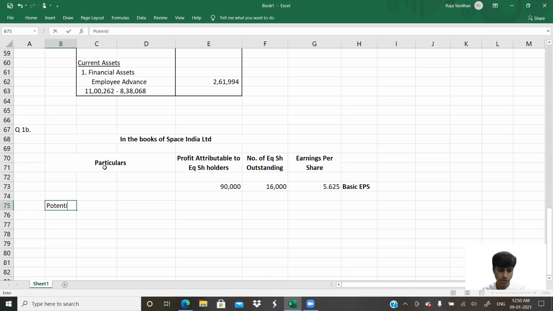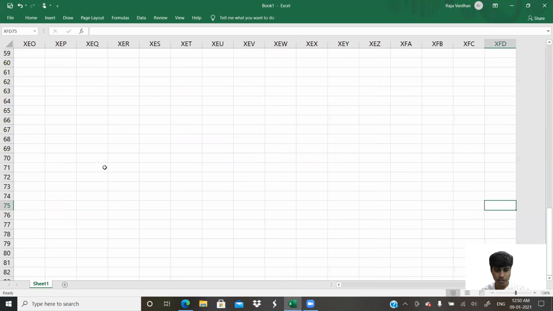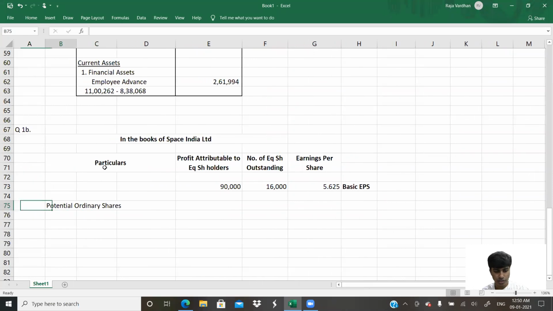Potential ordinary shares. What are the potential ordinary shares that is there in this particular case?